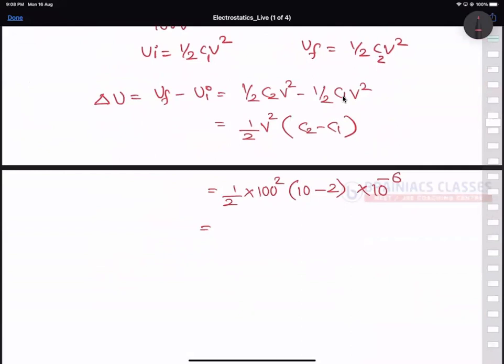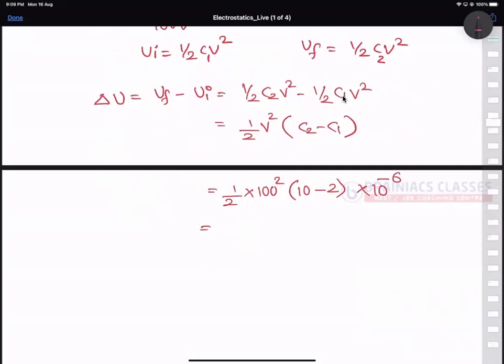So 100 square divided by 2, times 10 minus 2, that is 8, and 8 by 2 is 4. This will be 4 into 100 square, which is 10 power 4, and 10 power minus 6. It is an easy calculation, so let's calculate with the necessary steps.